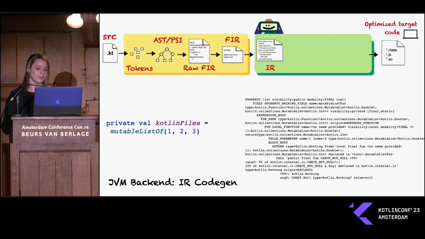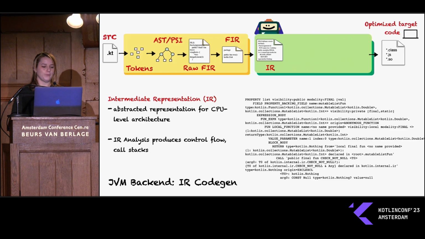IR, or intermediate representation, is generated as another form of abstracted representation for CPU-level architecture. At this point, PSI and IR have symbol tables mapping their nodes to descriptors, so we have all this information already, and we can use it later on to continue inferring more information. So it's not super readable for us, but it is definitely way more readable for the compiler.